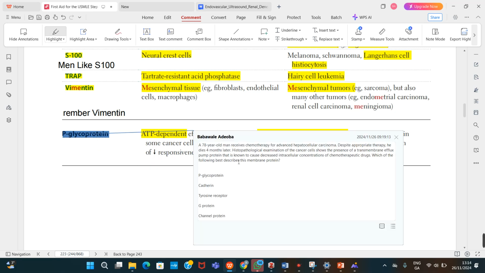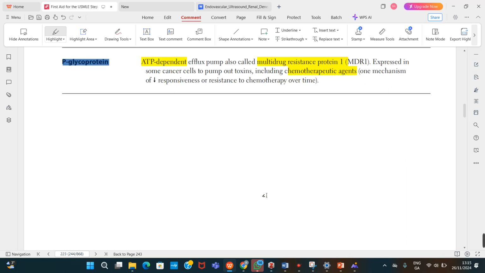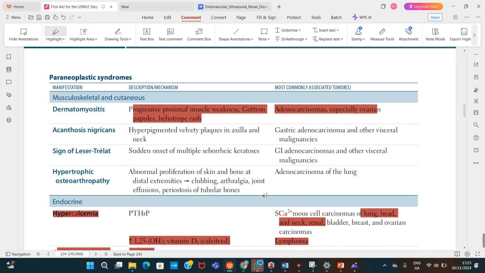So let's see this. A 78-year-old man receives chemotherapy for advanced hepatocellular carcinoma. Despite appropriate therapy, he dies 4 months later. Histological examination of the cancer shows the presence of a transmembrane efflux pump protein that is known to cause decreased intracellular concentration of chemotherapy drugs. Which of the following best describes this membrane protein? So it is P-glycoprotein. You can see a question as simple as that.